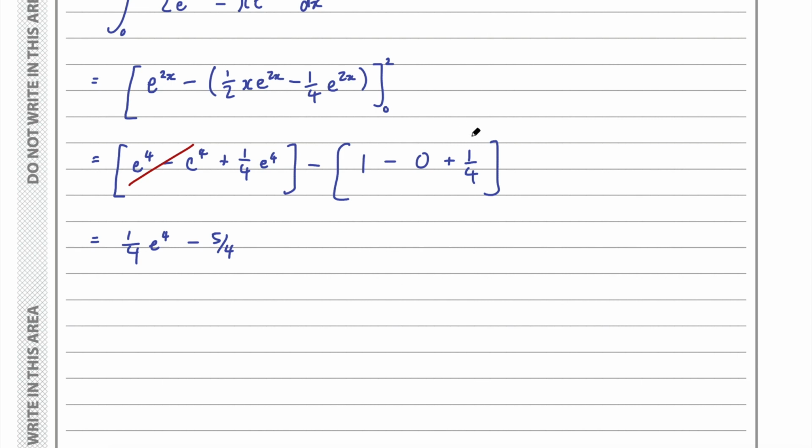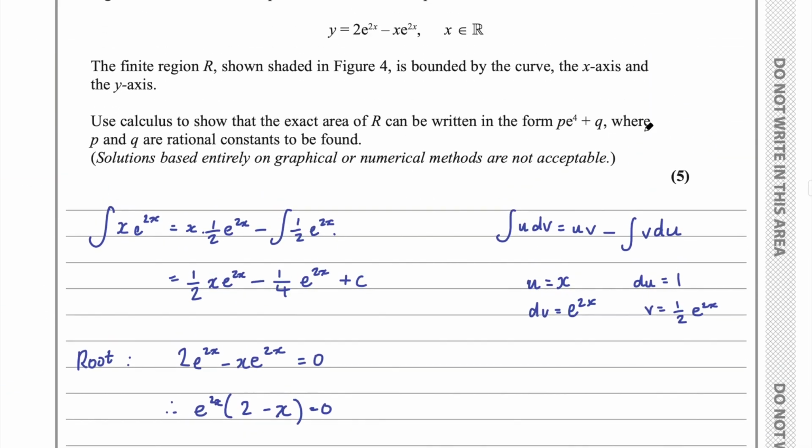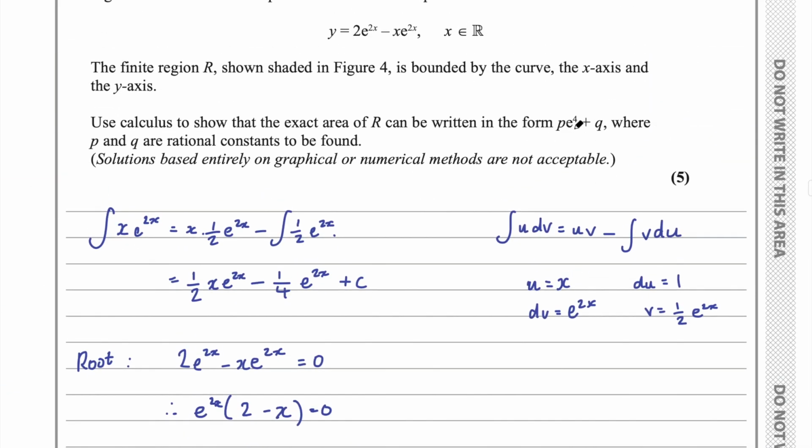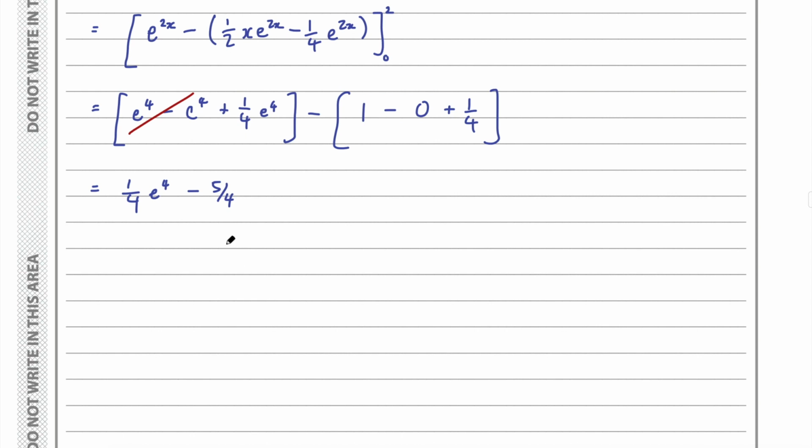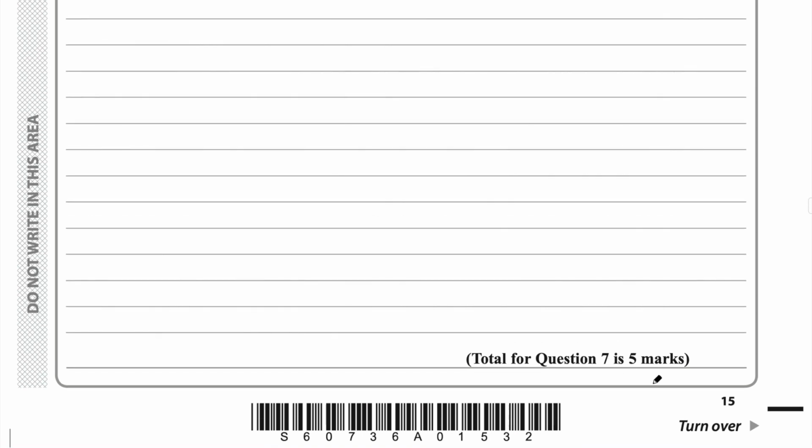So let's go ahead and check if we got the form they were looking for. So we're looking for p e to the power 4 plus q. So in our expression, p would be a quarter and q would be negative 5 over 4. So that looks good, and I think I'd be confident with that answer in an exam situation. Okay, so that was question 7 for 5 marks.